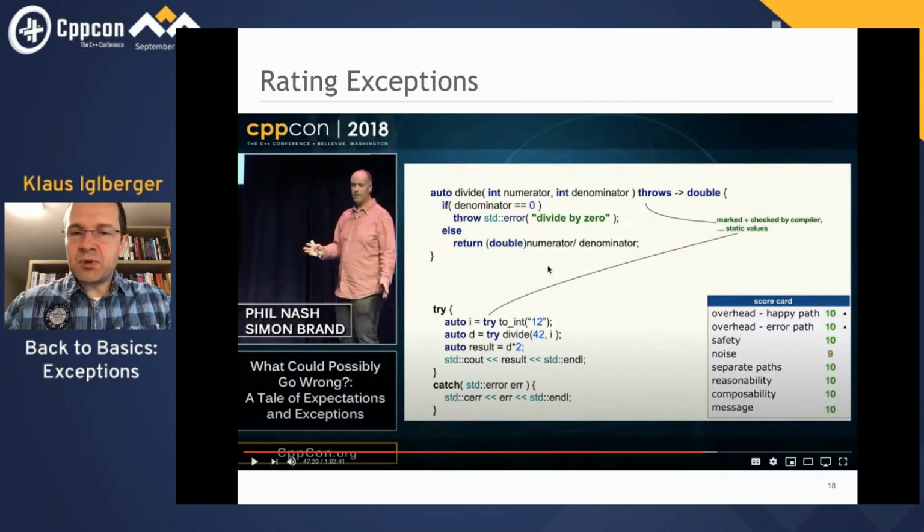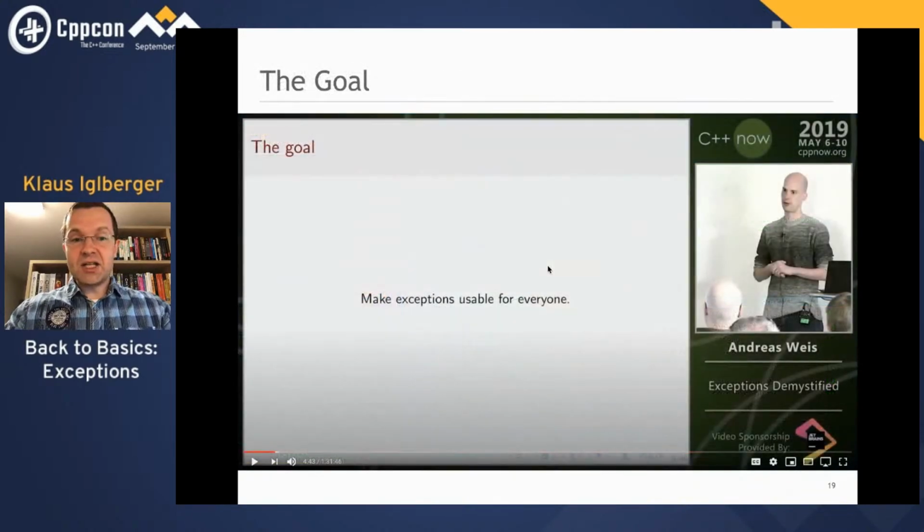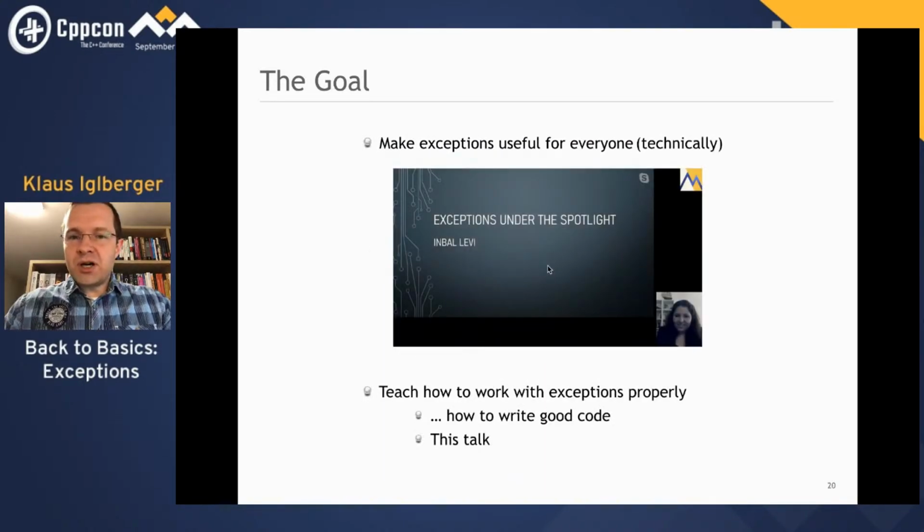So, of course, this is a pretty hot topic nowadays and something that stirs a lot of interest, because suddenly on the horizon, exceptions might actually be something that even all those projects that today cannot use them might be able to use. So our ultimate goal is to make exceptions usable for everyone. This is one part of the story. The technical thing, making exceptions useful for everyone technically, is something that you will hear about a little more in the talk directly after this slot. So in the next time slot, Inbal Levi will talk about exceptions under the spotlight. This talk is more about teaching how to work with exceptions properly and implicitly how to just write good code.